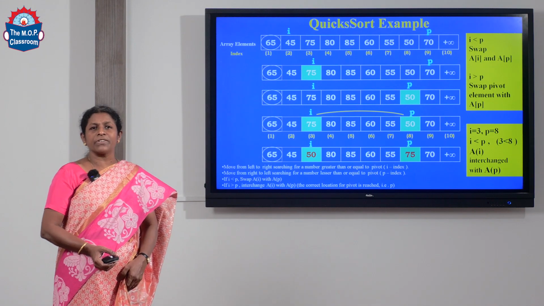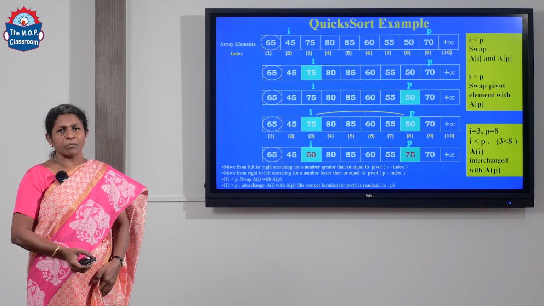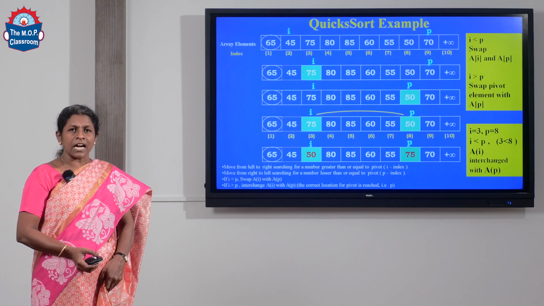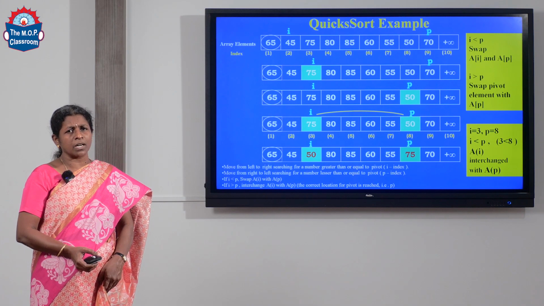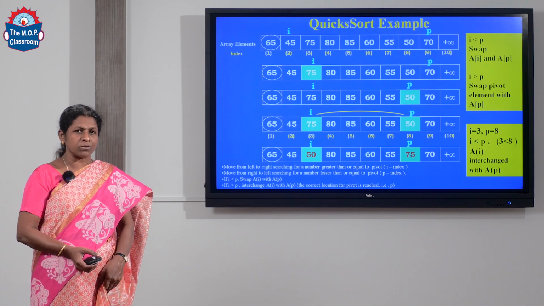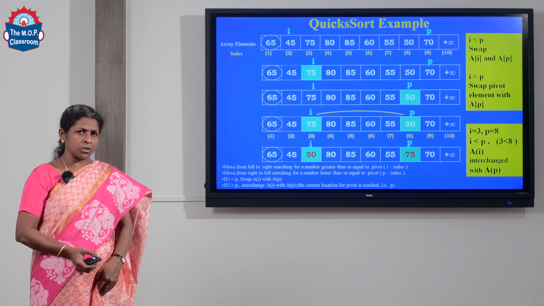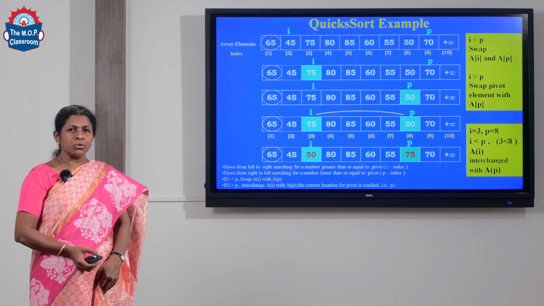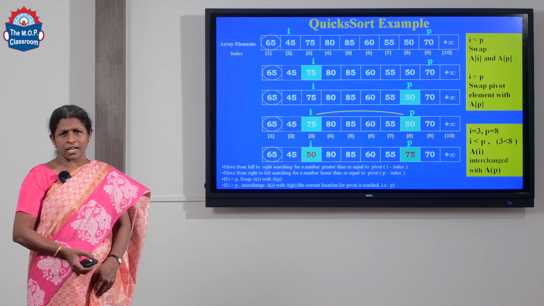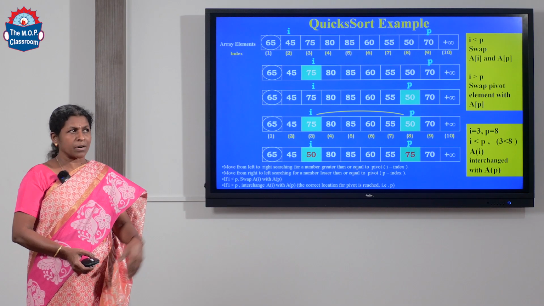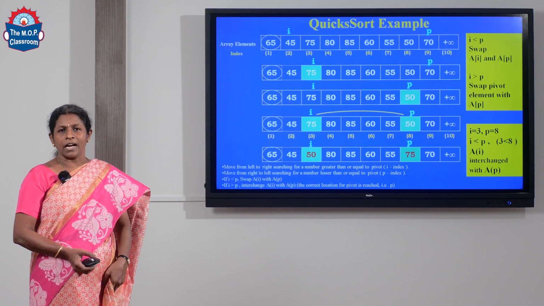So, to place 65 in its proper place, I am going to scan the elements starting from left to right, searching for a number which is greater than 65. Actually speaking, we have to search for a number which is greater than or at least equal to 65. To do that, whenever you access an array you know that you need an index variable. So, to access the array from left to right I am going to use I.